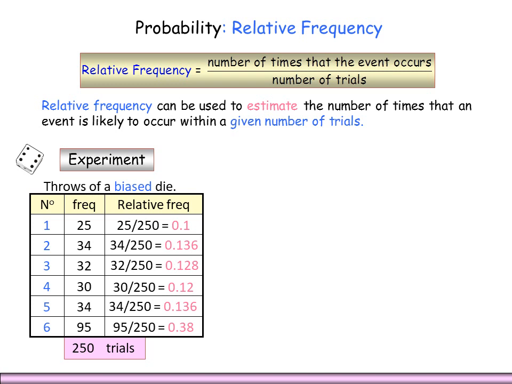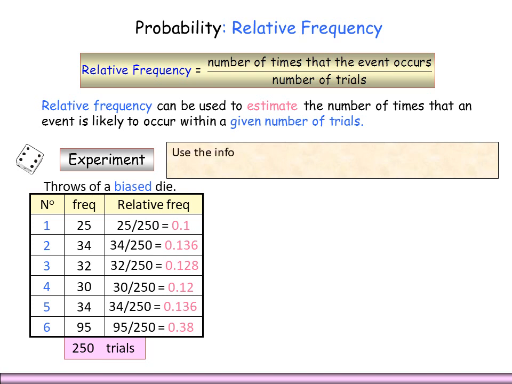Now, they ask us information to estimate. So the answer is 180 times. Get the relative frequency times 1800, it's 245, and so on. All the number of times each is equal to 1800.